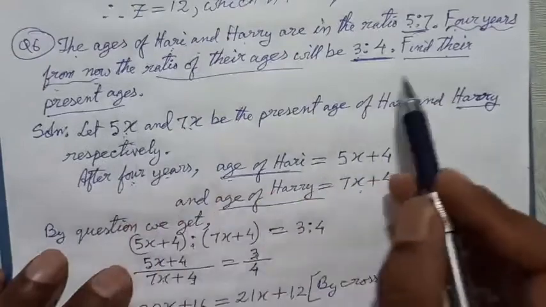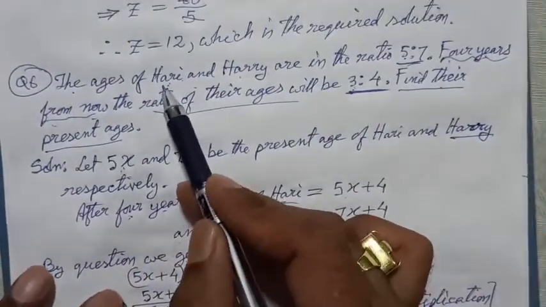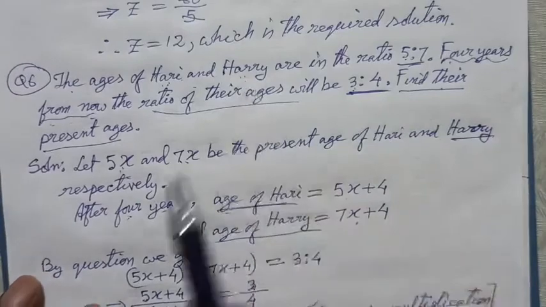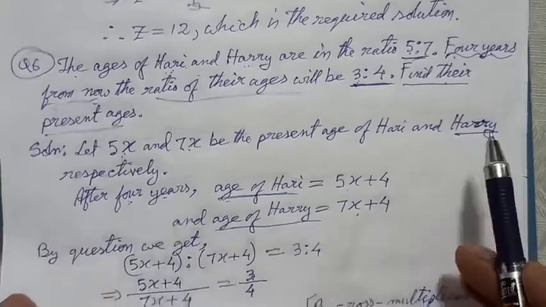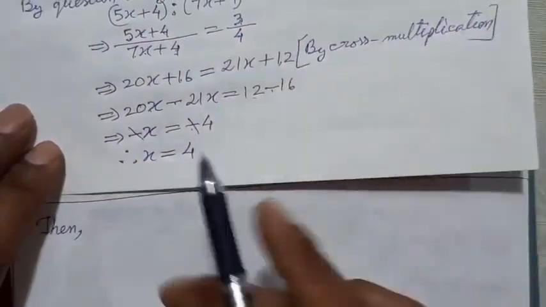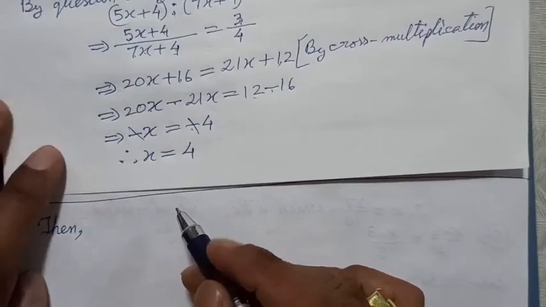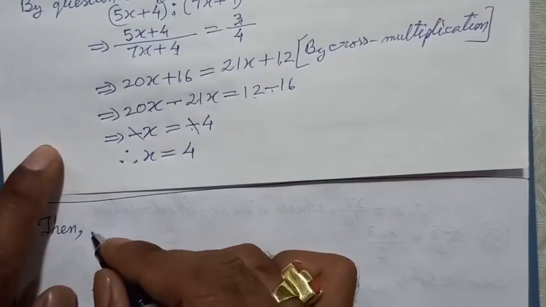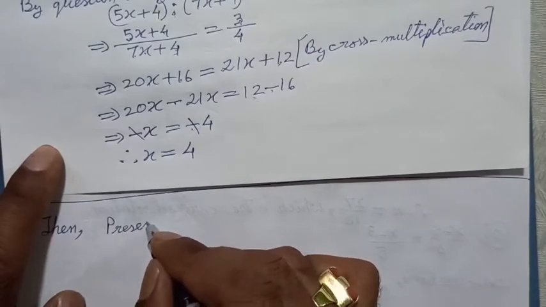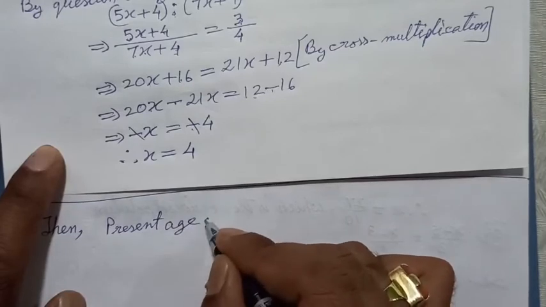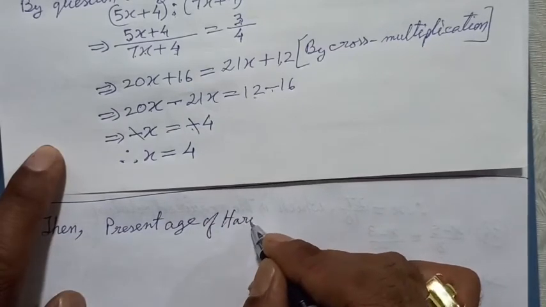The question says that to find their present age. Find their present age means present age of Harry and present age of Harry. 5x is the present age of Harry and 7x is the present age of Harry. So after getting x as 4, now we need to find out the present age of Harry. Present age of Harry is 5x, so 5x.